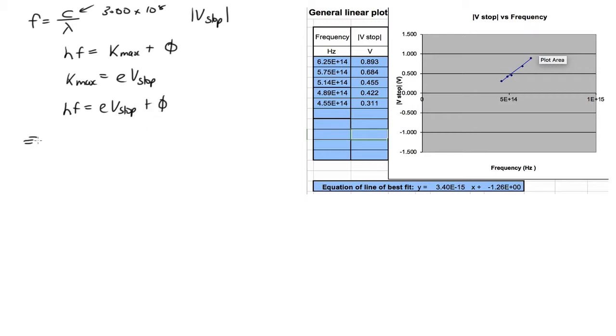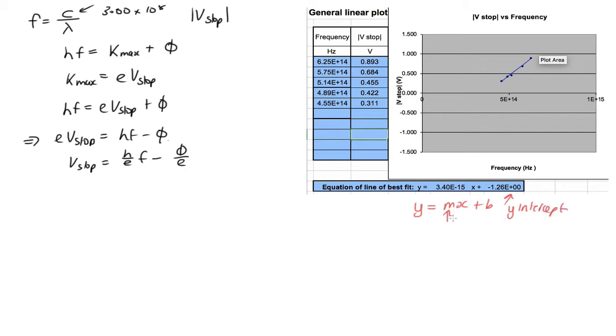Now I'm just going to rearrange this. I'll write V_stop is equal to (hf minus phi) over e, and so V_stop is equal to (h over e) f minus phi over e. Now, why I've written it this way is that I'd like to get this equation in the format of the equation for a straight line. So the equation for a straight line, y is equal to mx plus b, where b is the y-intercept and m is the gradient.